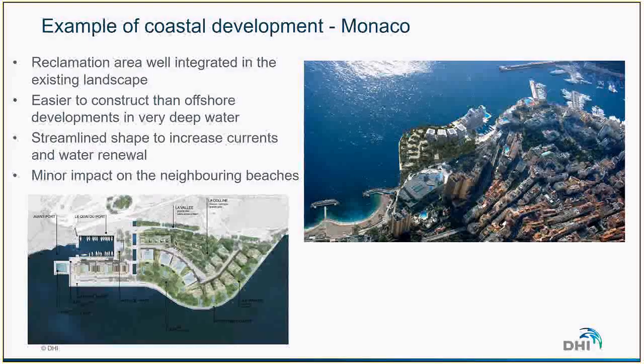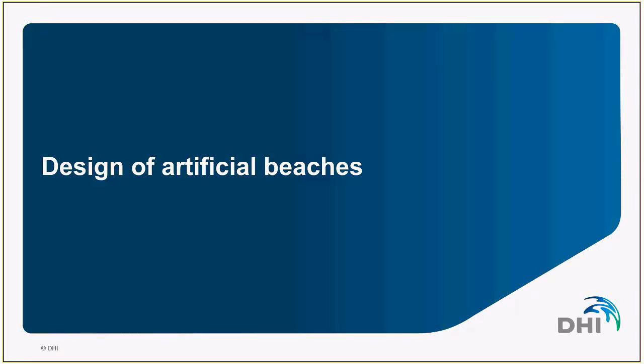So basically, we try to have a development that is well integrated in the existing landscape in order to avoid critical or bad impacts on the neighboring environment. So this extension is being constructed at the moment. And I'm pretty sure that in the next decades, we will completely forget that it's a completely new area or neighborhood. So being careful about the design of development is very important in order to avoid unexpected problems. And we are going to have a look at what it means for the design of artificial beaches.